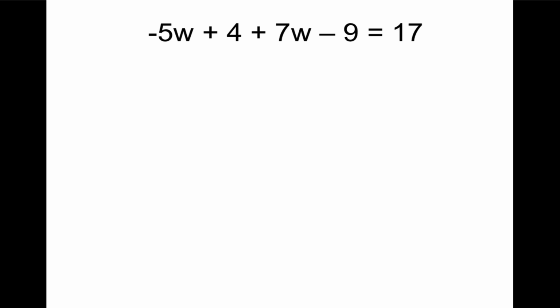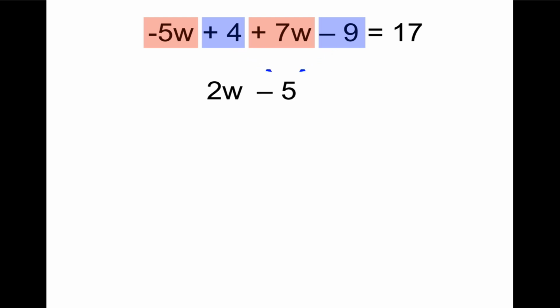Okay, so the first step of this multi-step equation is going to be to combine like terms. I see negative 5w and positive 7w. That's going to equal 2w. And I see positive 4 and negative 9. Okay, different signs subtract. Take the sign of the larger. That's negative 5. And that all equals 17. Now we have a two-step equation.